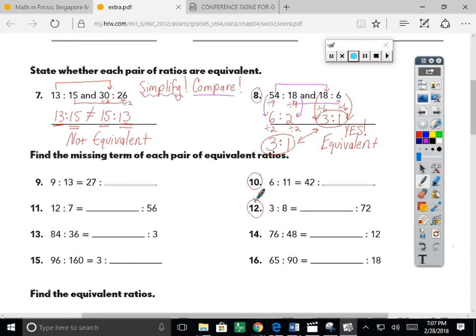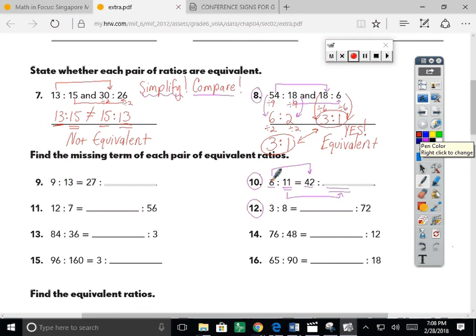I want to take a look at number 10 first, where it says this 6 is my first term, just like 42 is my first term. This 11 is my second term, and there's a second term over here I don't know. So notice I'm using some coding. I'm not saying you have to use this strategy, but I kind of like it. It reminds me that the 6 and the 42 are friends. They go together somehow. That means there's some rule to go from 6 to 42. Also notice this. That means that 11 and the mystery number must be friends somehow. They go together with the same rule.